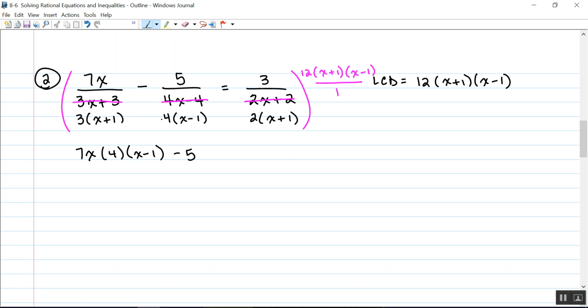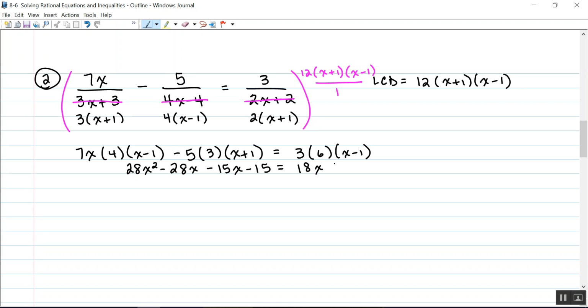And then doing my second distribution, the 4 and the 12 will cancel and leave me with a 3. The x minus 1's will cancel and leave me with an x plus 1. And then my last distribution, 12 and 2 will cancel and leave me with a 6. And the x plus 1's cancel, leaving me with an x minus 1. Okay, a little messy, but not too bad. So this is going to give me 28x, and when I distribute that, that's going to give me 28x squared minus 28x, and then negative 15 distributed to that is negative 15x minus 15. And this is going to give me an 18x.